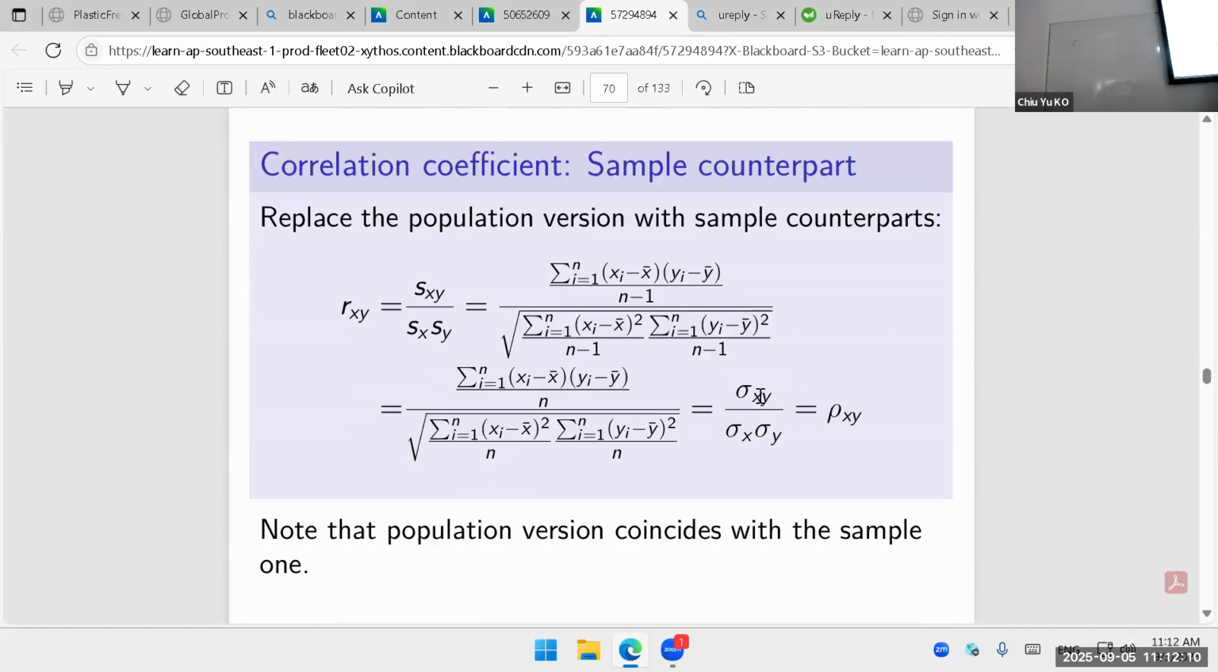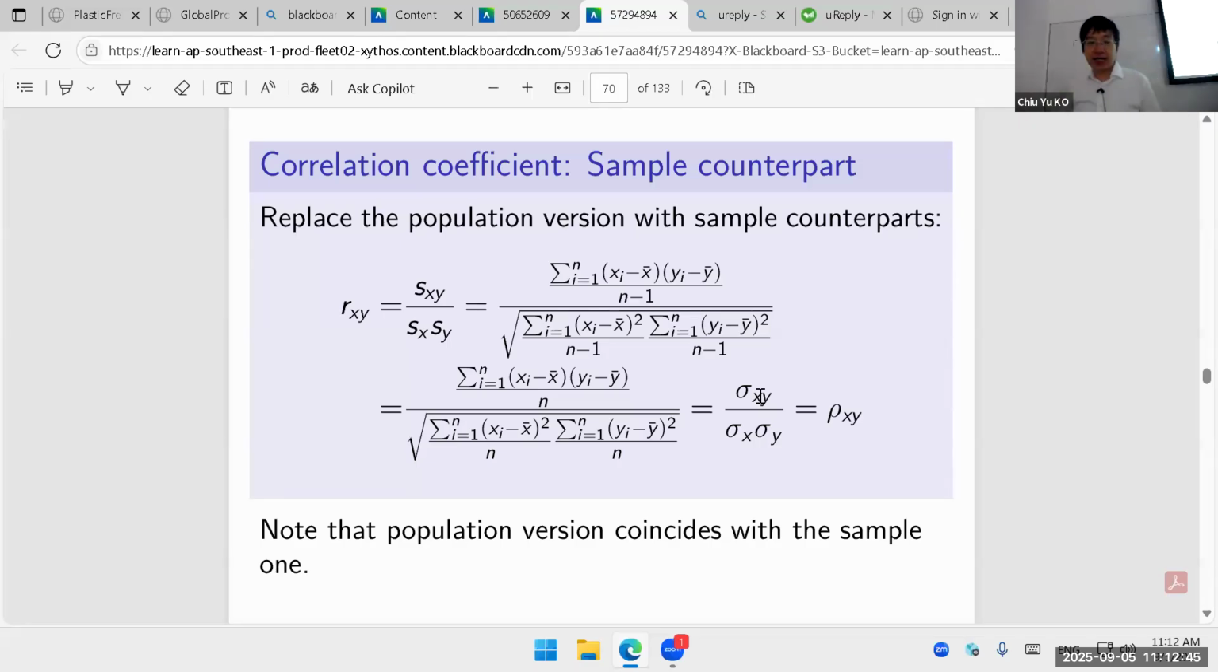One interesting thing, if you notice, is I don't show you the sample version because there's no sample version. The sample version is the same as the population version. Why? Because you divide things by n-1, everything cancels out. There's no n there. So this is a very strange case, because for the correlation coefficient, the sample and the population are the same. Doesn't really matter how you measure, the same thing.